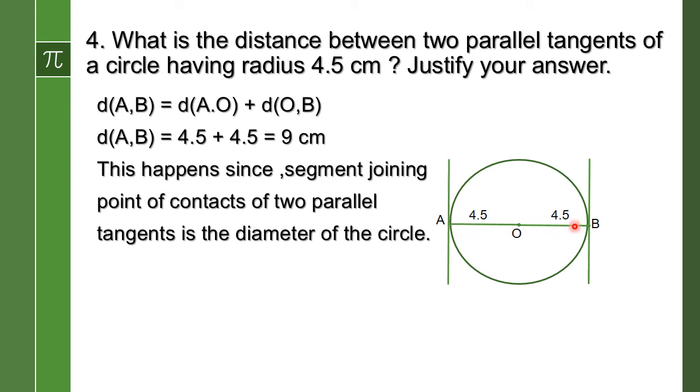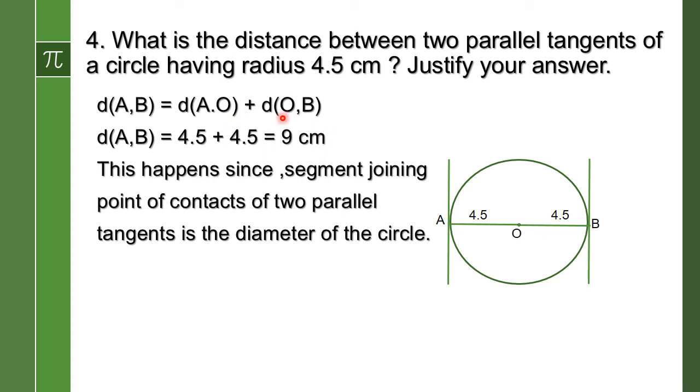Now we need to find the distance between these two parallel tangents. That means we need distance AB. Now distance AB should be distance AO plus distance OB. Now AO is radius, OB is also radius. So that is 4.5 plus 4.5, and that is equal to 9 centimeters. If you draw the diagram and then show the calculations, then that's enough justification.